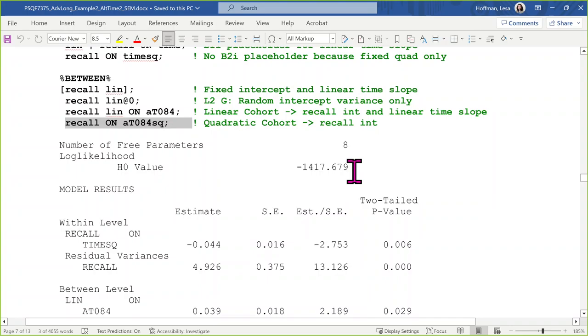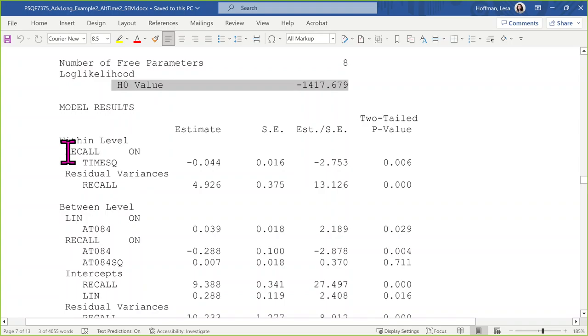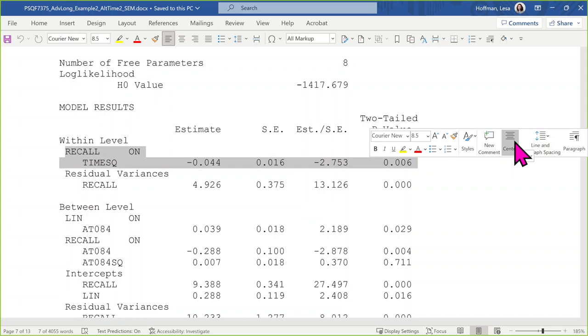Log likelihood value and results. Do you want to walk through the results? Yes, please. All right, well, since you said please. What's this thing? First line here, recall on time squared. The quadratic effect of time? Yep, that's my fixed quadratic time slope.